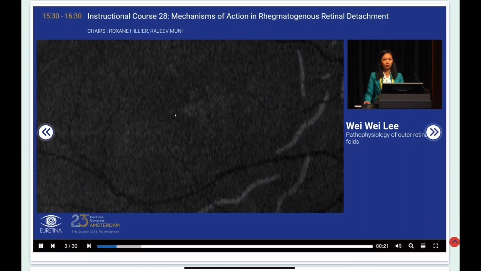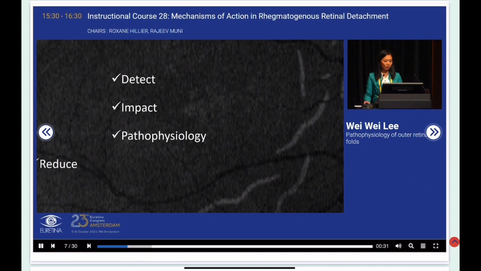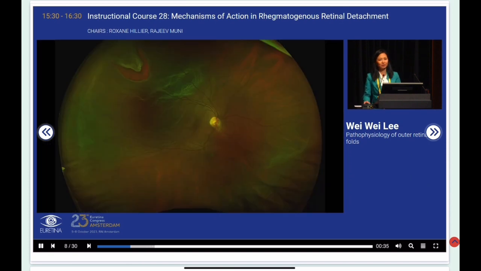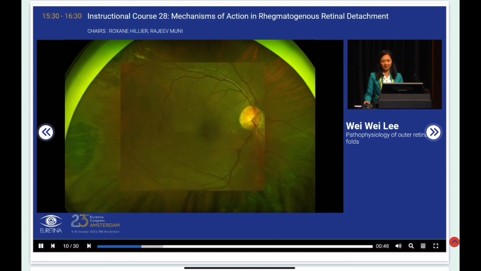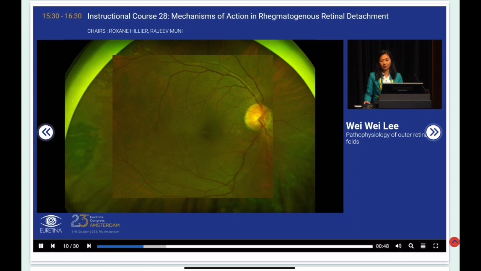In this talk, we are going to learn what is the best way to detect outer retinal folds, how it impacts our patient, understand the pathophysiology of outer retinal folds, and using that, find ways to reduce outer retinal folds. I'm going to start with a case that we see day to day in our retinal clinic, a patient with a macula-off retinal detachment. A month after RD repair, the retina is attached, but the patient's vision is 20/60. And when we take a look at the macula, there were no gross abnormalities seen.